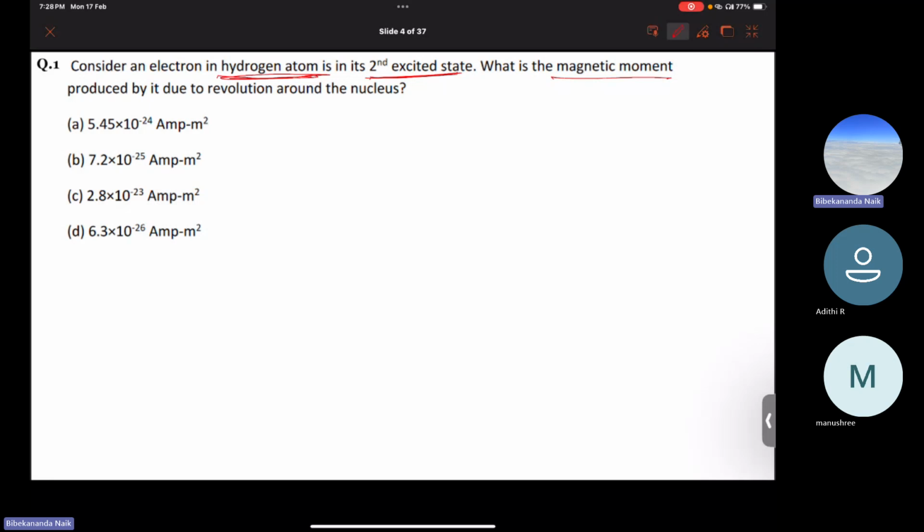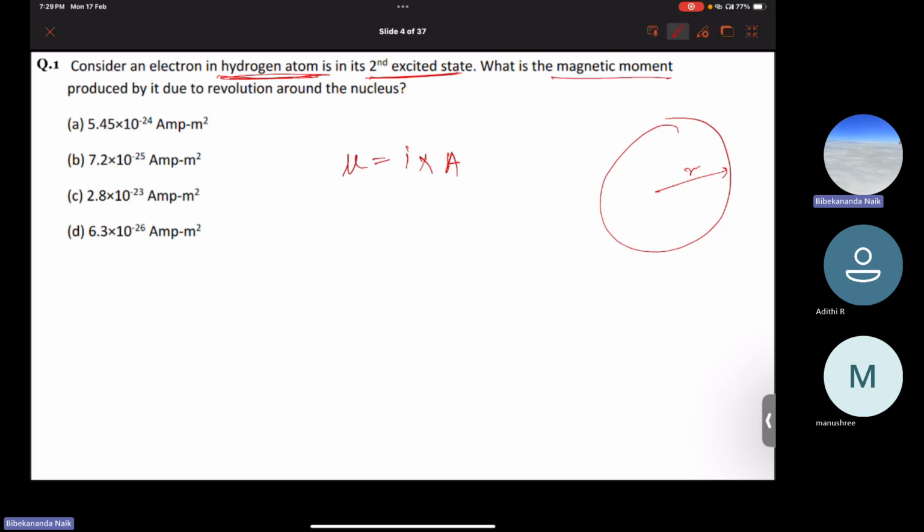So the formula to calculate the magnetic moment is mu equals current into area, because due to the motion of that particle it generates current, and since it is revolving in a circular orbit, suppose this is the orbit and this is r, so the area will be 2 pi, sorry, area will be pi r square.